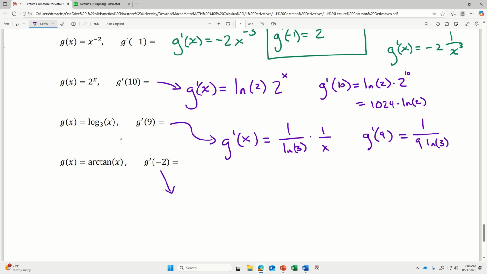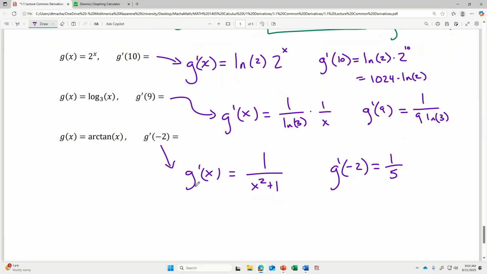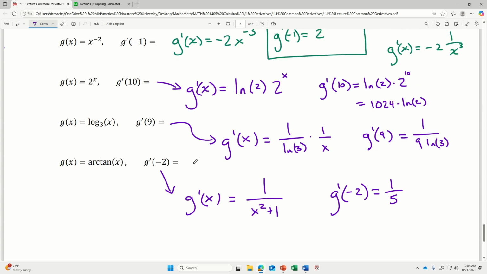Okay. Arctangent. We already said this derivative earlier today. That was 1 over x squared plus 1. And that, of course, you plug in x equals negative 2, and you get 1 over 5. And so this is how you find the exact value of the slope of a curve at a given point. Right?